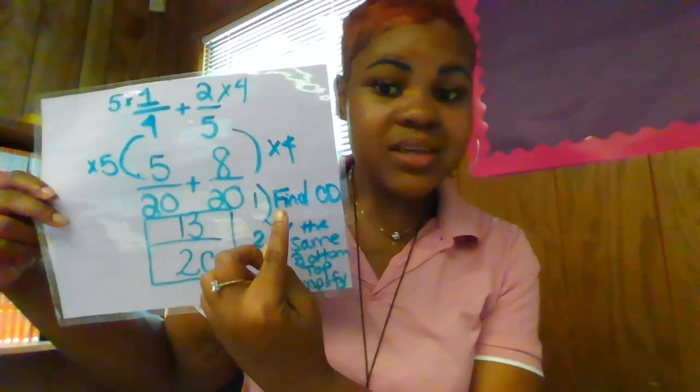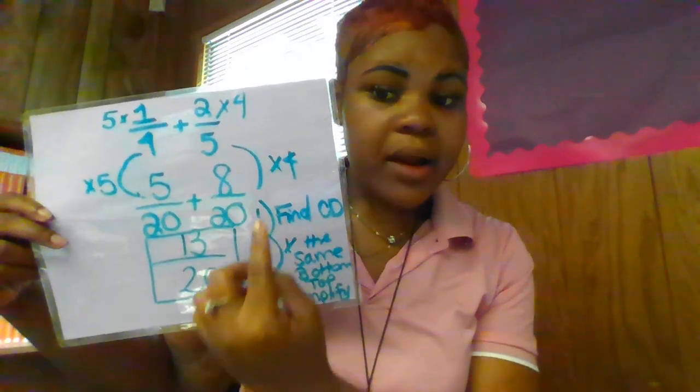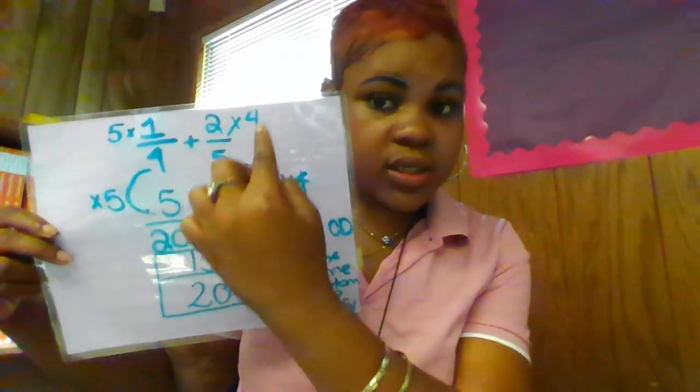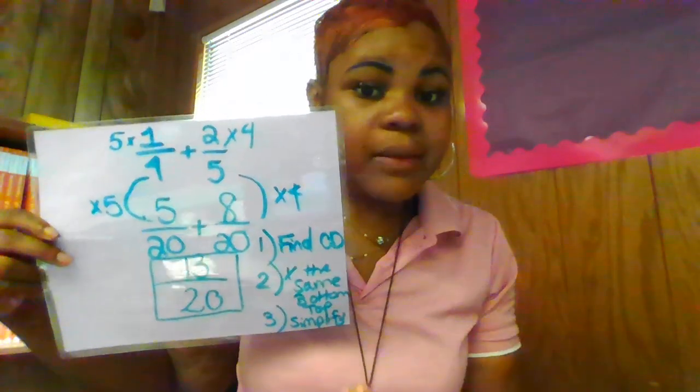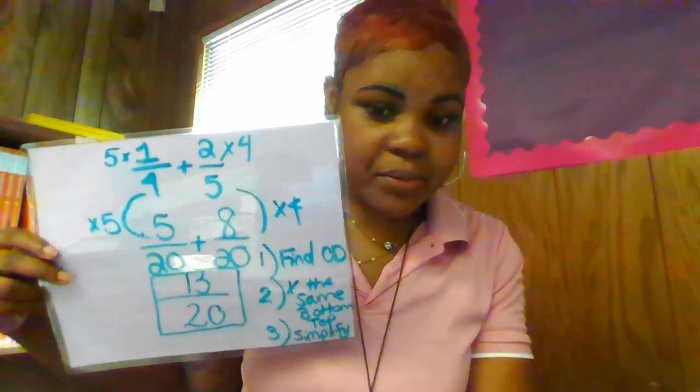So remember, 1, find the common denominator. Then you want to multiply the bottom and the top by the same number; whatever you did to the bottom, you need to do to the top. And then if it can be simplified, you want to simplify. But in this case, we can't because 13 is a prime number.